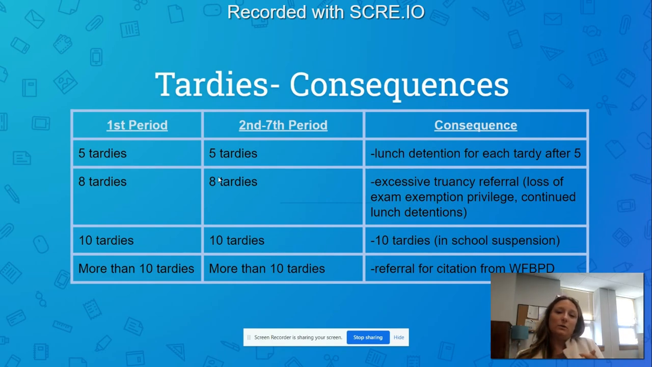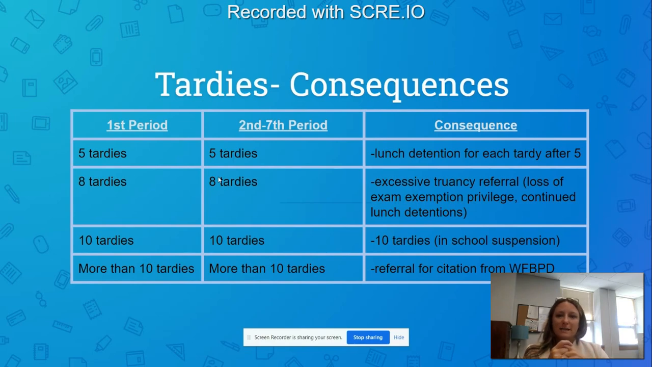So that would include losing your exam exemption privilege, and you would begin to be issued lunch detentions at 8 tardies. At 10 tardies within a semester in either bucket, so again, the first period bucket or the 2nd through 7th period bucket, that is when an in-school suspension is issued for that student. Okay, any more than 10 tardies within a semester in either bucket, that is when we begin.